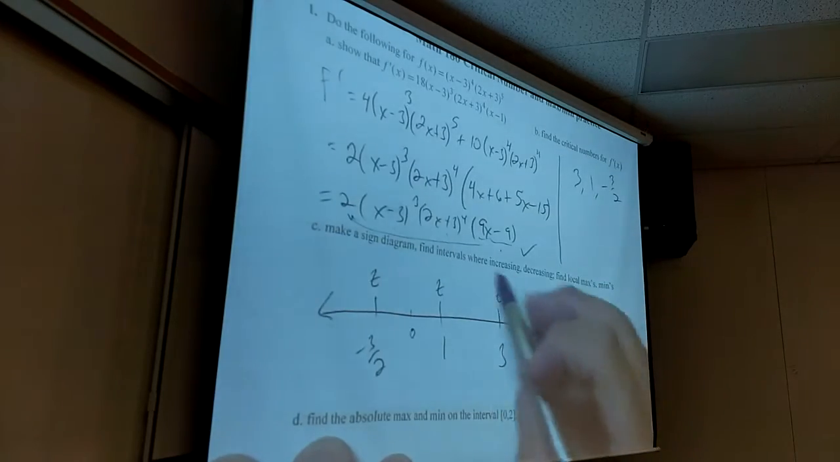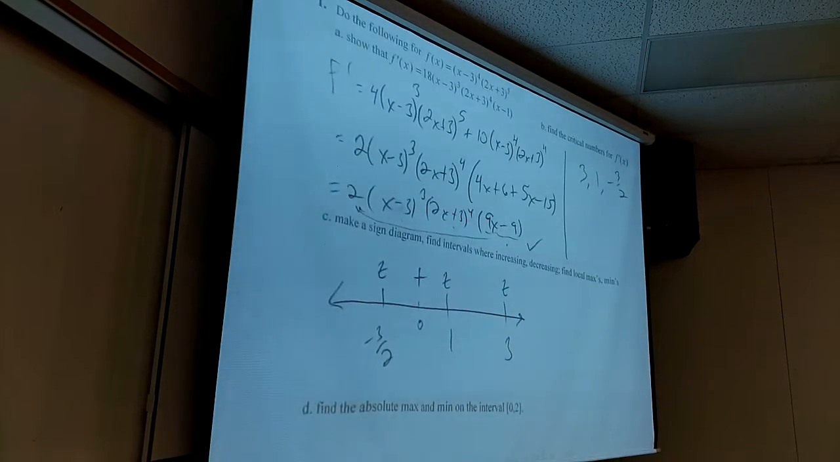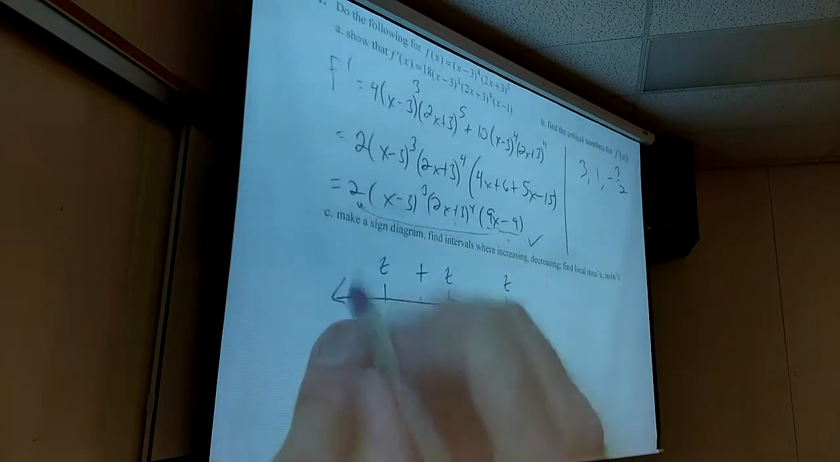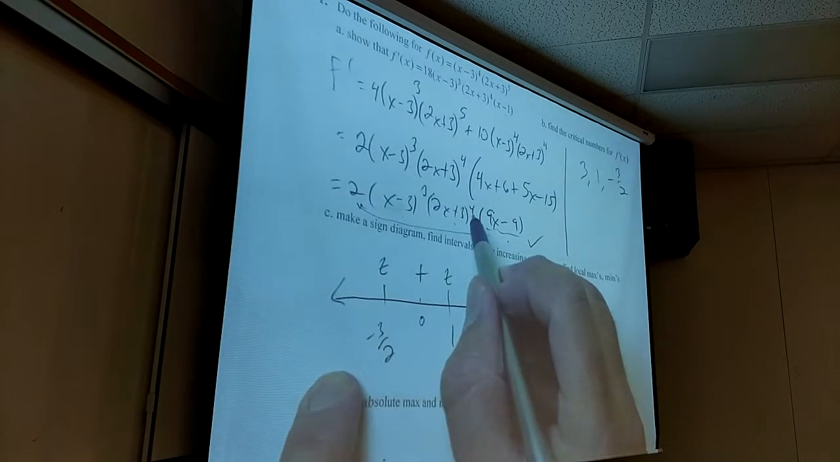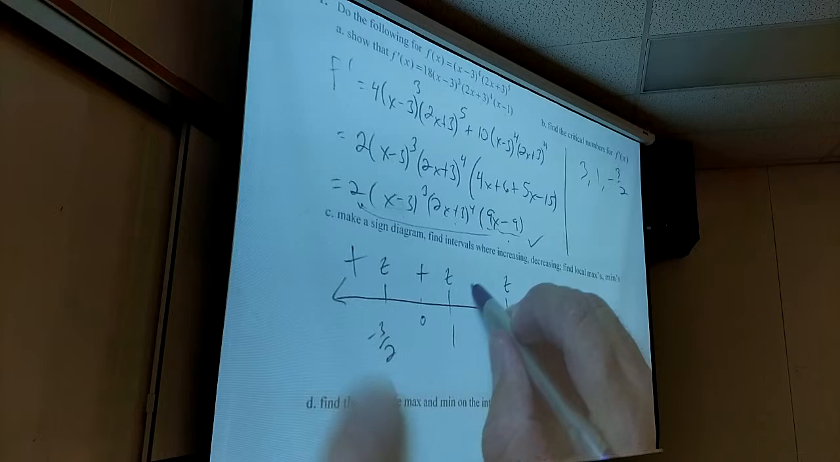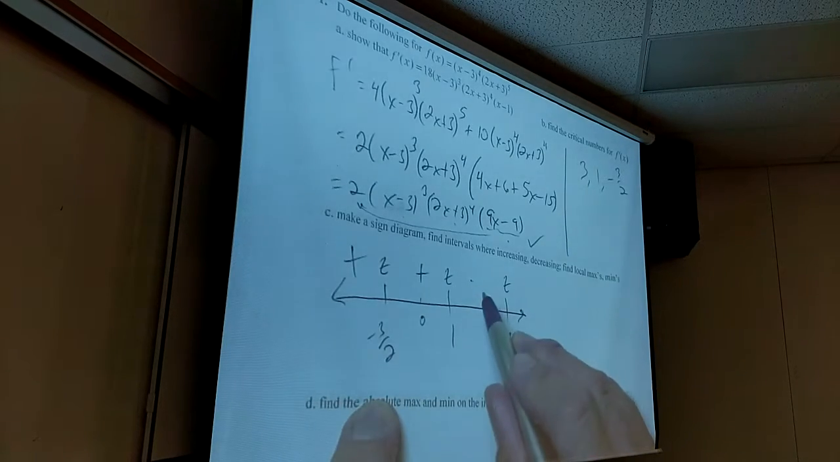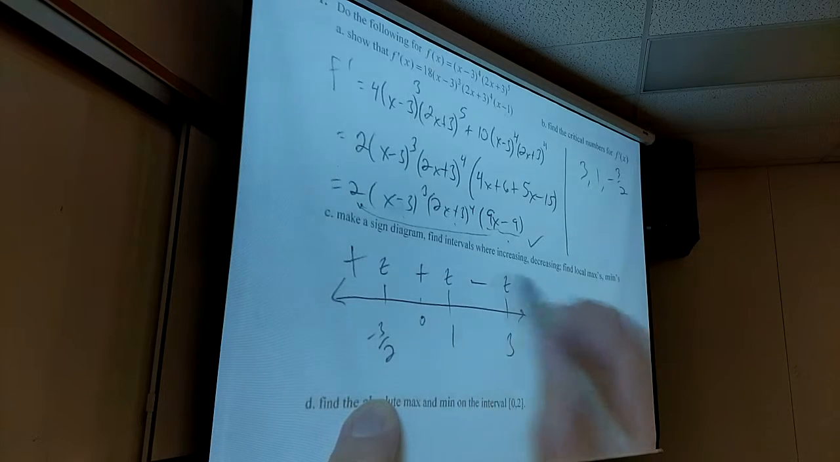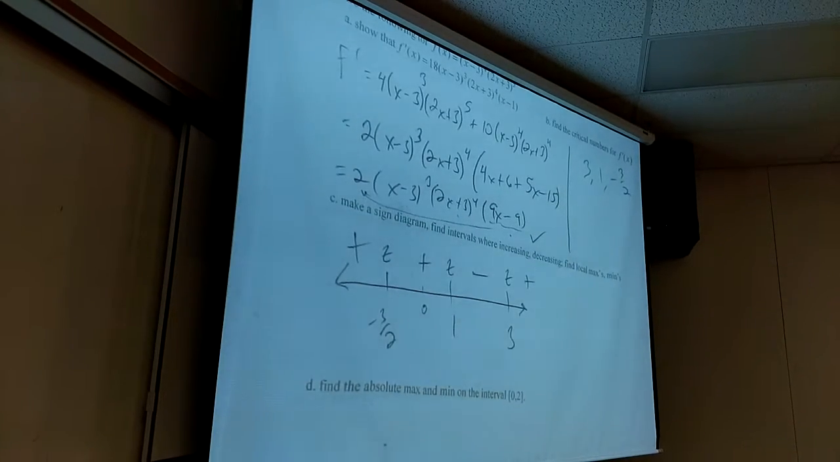So now I have to remember, I think we got negative times positive times negative is positive in there. So what's it going to be over here? Still positive because we said that's where it has an even multiplicity. And what's going to be here? Negative because it's going to change signs, and in here it's going to be positive because it's going to change signs. I like it.